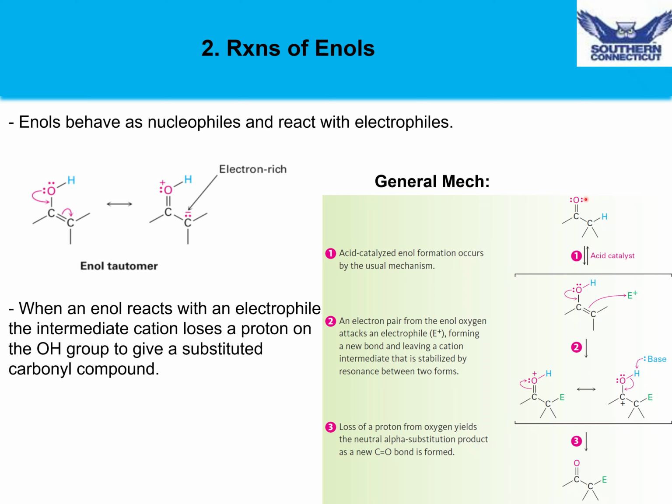Note that the first half of this mechanism is simply an acid-catalyzed conversion of a keto form into an enol, and then that enol will react with an electrophile to add a substituent at the alpha position of the carbonyl.